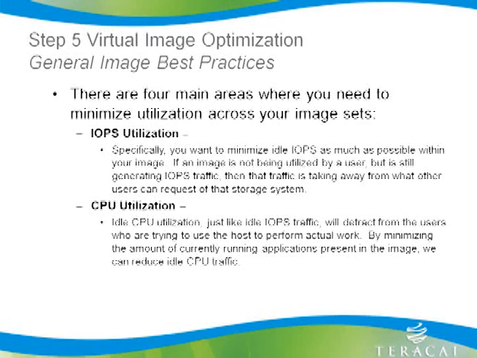Now, next up we have to talk about CPU utilization. CPU utilization is just as important as IOPS. Idle CPU utilization, just like IOPS traffic, will detract from the users who are trying to use the host to perform actual work. By minimizing the amount of currently running applications present in the image, we can reduce idle CPU traffic. Now, for a lot of folks, that's not going to be an option. There are certain agents that you have to have within VDI. But if you just do a P2V, you're going to find a lot of things that you don't need to have in the image. All the local sound driver agents that may be present within your system. Defragmentation programs that aren't really necessary anymore. Things that you just do not need within the image have to be scrutinized.